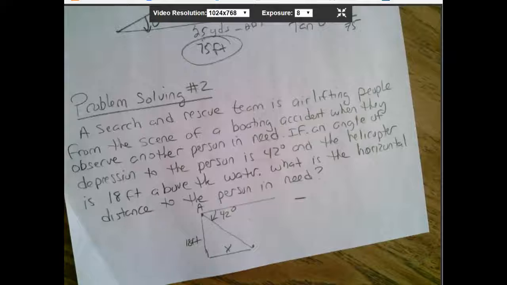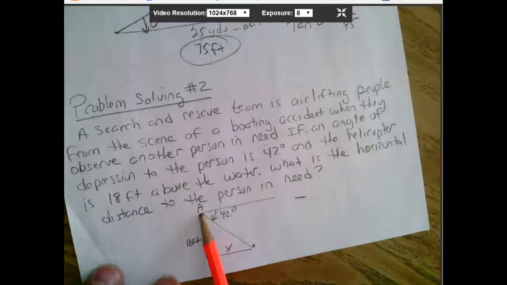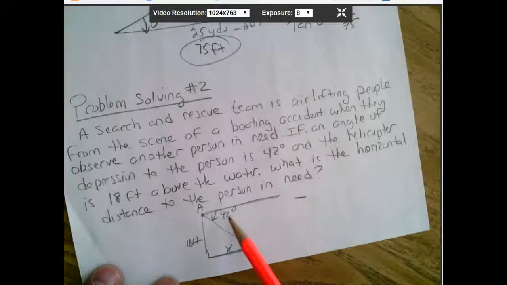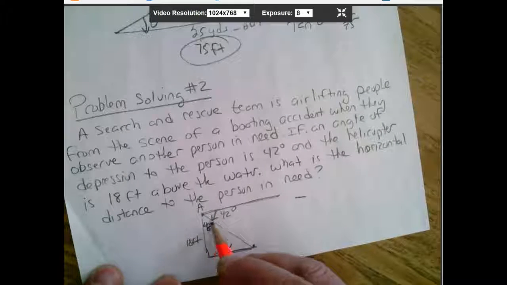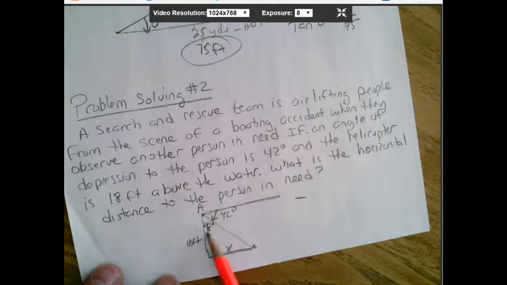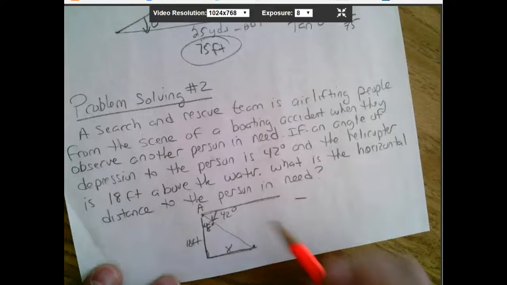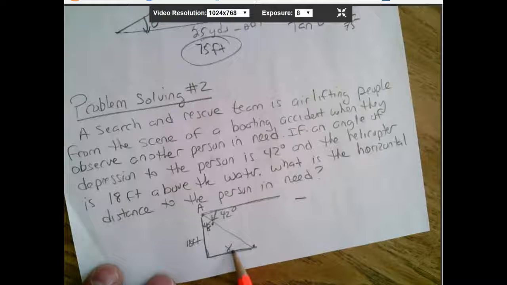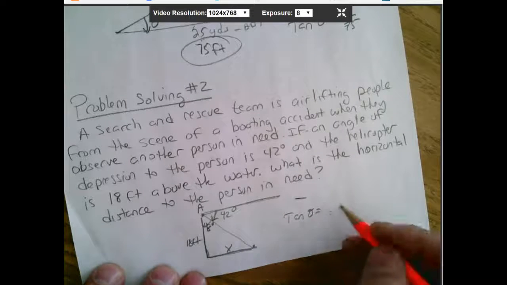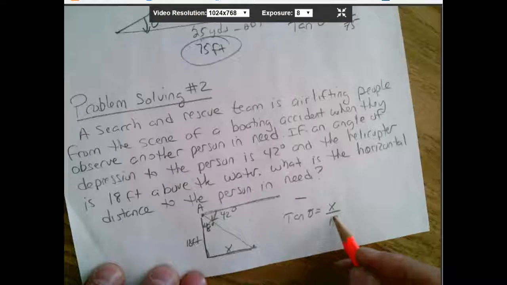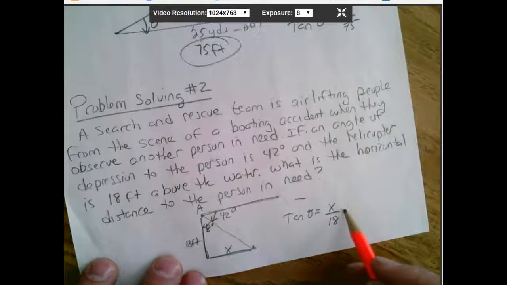There's a couple of ways we can do this. One of these, if we know this is a horizontal line, okay, and it's parallel to this, we can use the alternate interior angles, and we would know that this is 42 and this is 42. Another way is we could realize that this is a right triangle, and this would be 90 degrees. So we could say that this is 48 degrees. Okay? If we add them all, this should be equal to 90. And then we have an angle here, and with this 48, we have an opposite, and we have an adjacent, right? So we could do tan theta equals opposite, which is x, over adjacent, which is 18. Okay? And I'll show you the other way too here in a minute.